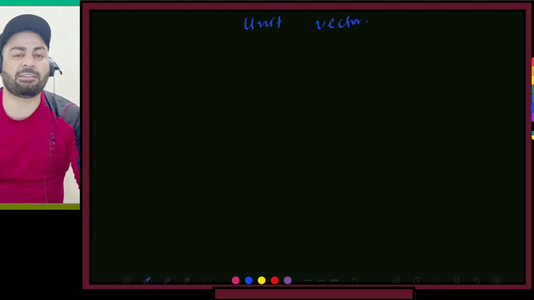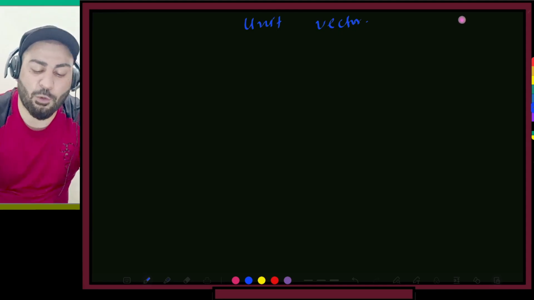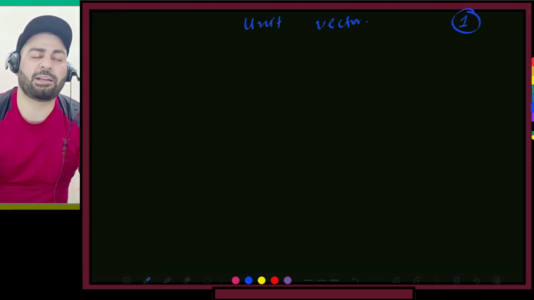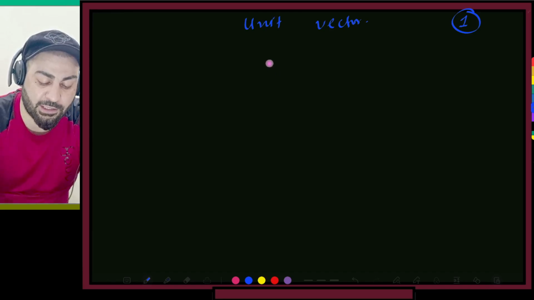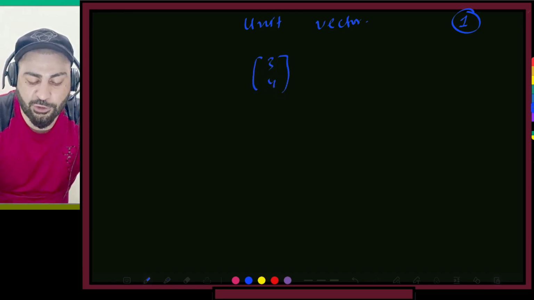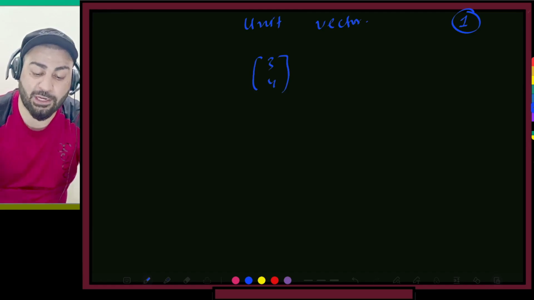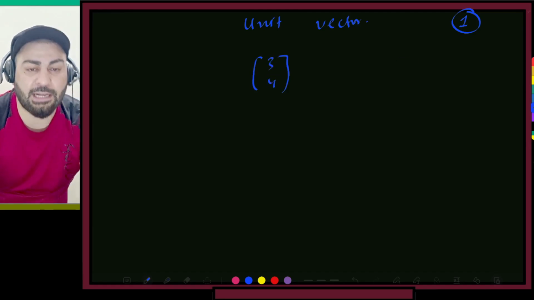A unit vector is a vector which has the norm of 1, so whose magnitude is 1. Let's suppose I have a vector, call it (3, 4). Is it a unit vector? No. So how do we make it a unit vector? I can take its components and divide by its magnitude.